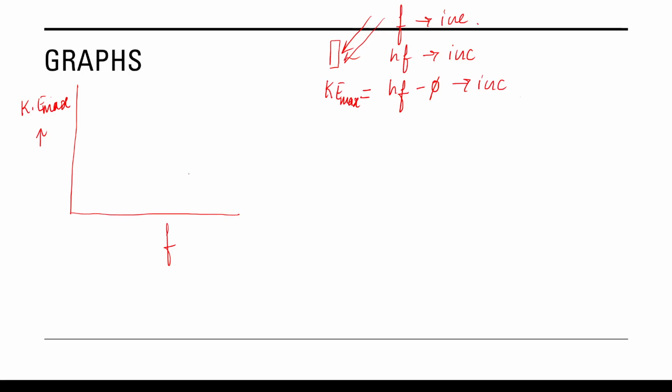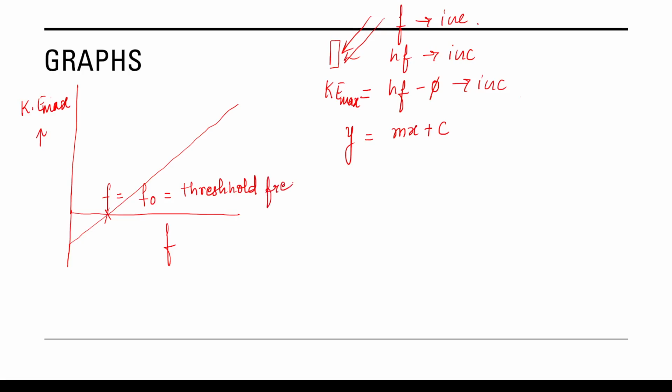So if I compare it to y equals mx plus c, it has a negative intercept. So somewhere here, oops, that would be my graph, a straight line. And this point where the kinetic energy is 0, that gives you the threshold frequency. I'm just using the symbol f0 for threshold frequency. What is the threshold frequency? It's the minimum frequency at which the maximum kinetic energy is 0.